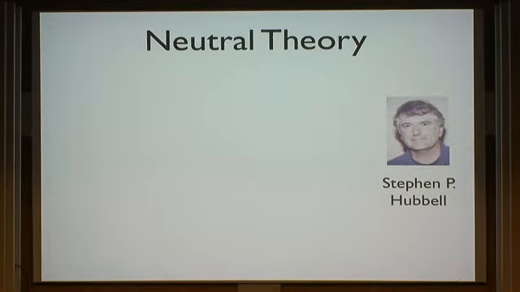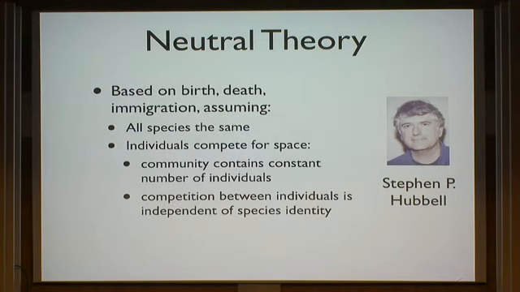So Chris actually gave a very nice introduction to neutral theory, but I'll remind you what neutral theory consists of. It's a model that's based on birth, death, and immigration. It models individuals of different species, and it assumes that all species have the same parameters. When I say they're all the same, in the model you keep track of the different species, but they're all assumed to have the same birth, death, and immigration rates. And also the individuals compete for space.